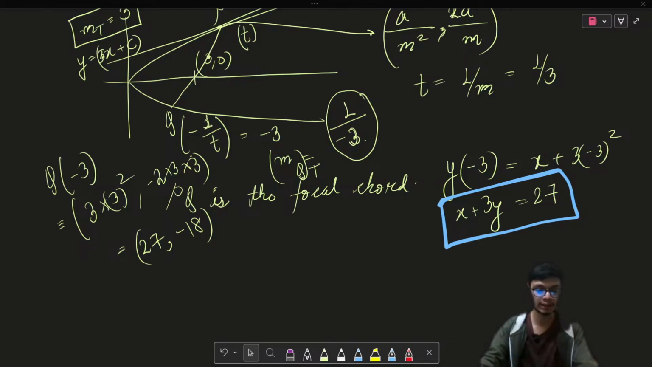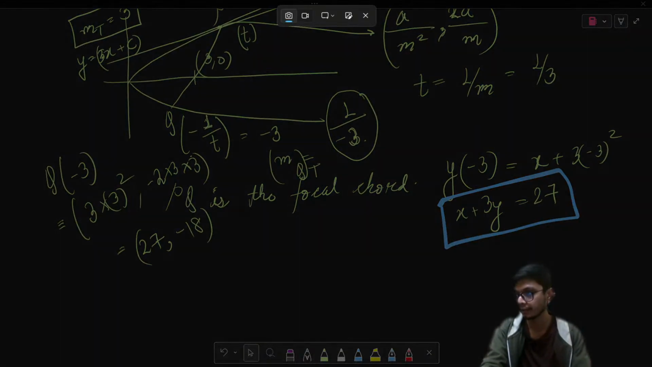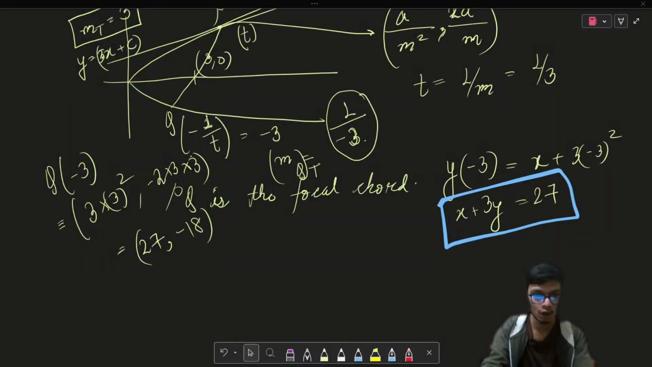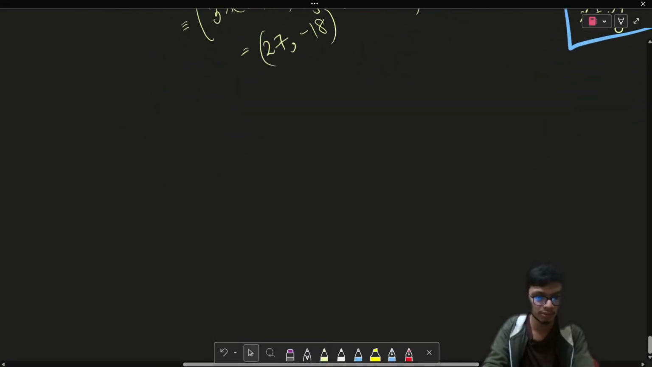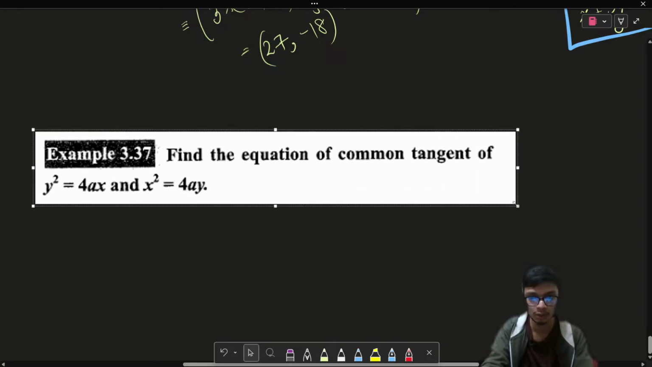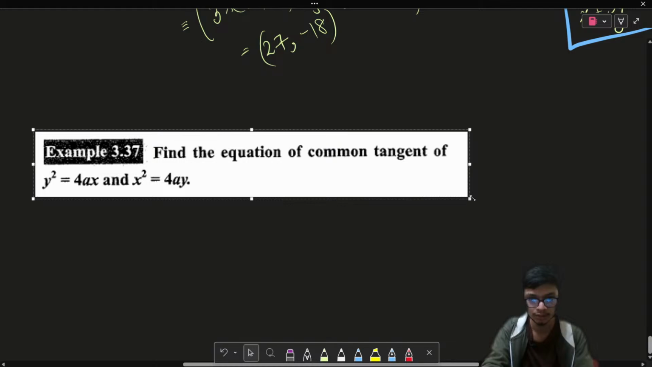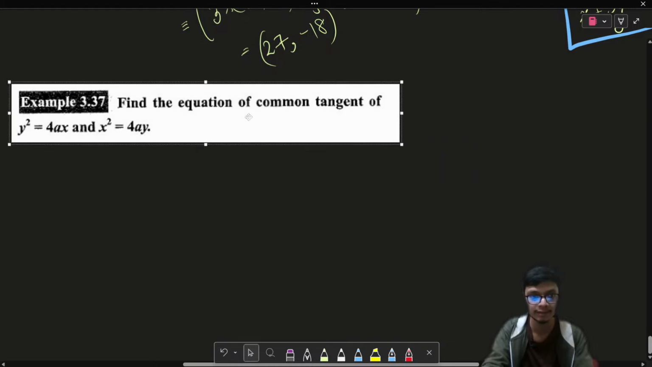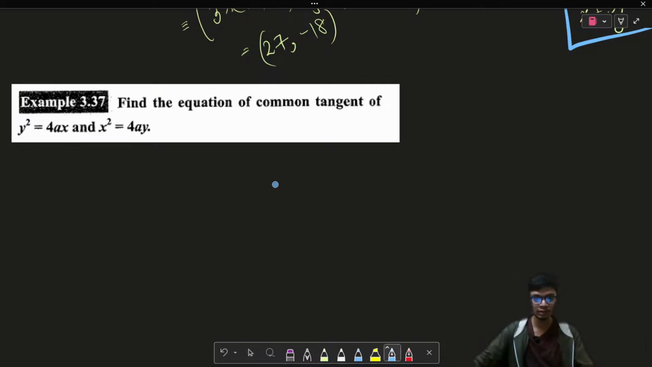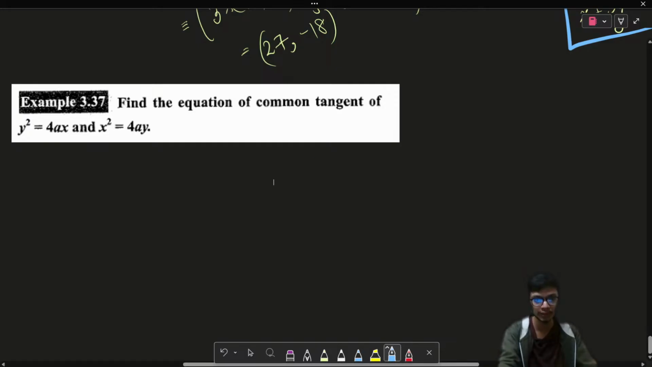So let us try to solve another very interesting problem, especially very useful for your JEE Mains examination, which is the equation of the common tangent. So here is a problem on the equation of the common tangent. You have to find the equation of the common tangent to these two parabolas. For the first parabola, the axis is the x-axis, and for the second parabola, the axis is the y-axis. Depending on the two different parabolas, you have to find what the equation of the common tangent is going to be.